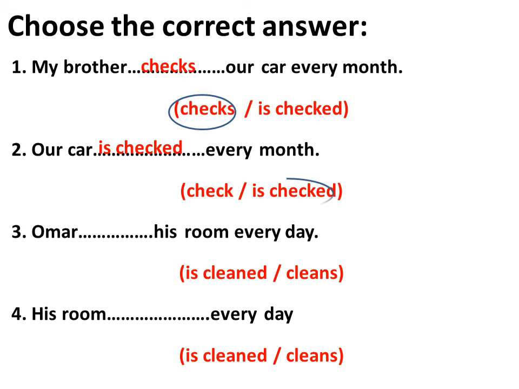Number three, Omar cleans his room every day. Very good. Number four, his room is cleaned. Why? Because we started with the object of the sentence. Thank you very much, my dear students.